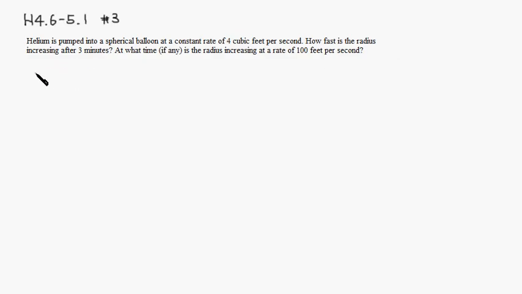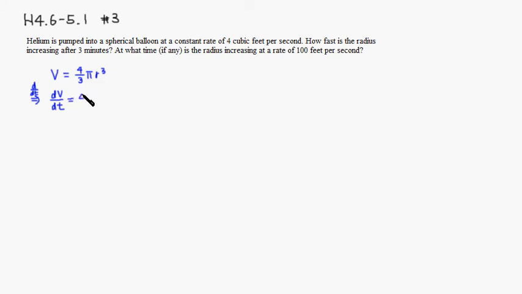First, since it's a spherical balloon, the volume of the sphere, if we remember, V is 4/3 pi r cubed, right? So go ahead and take the derivative with respect to time, so d over dt. The derivative of V with respect to t is dV over dt, right?